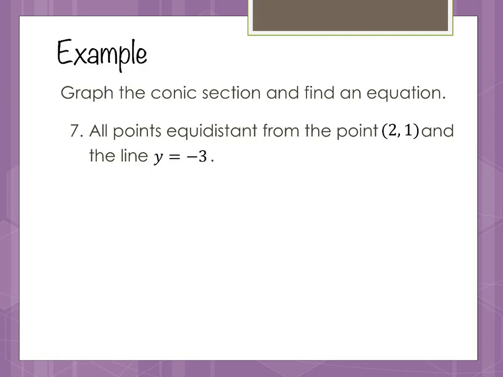The first one talks about all points being equidistant from a point (2, 1) and a line y equals -3. Because it is equidistant from a point and a line, this would be a parabola. They're not going to tell you on these what the shape is. You should be able to determine that based on the information given. And it asks us to graph it and to find an equation.